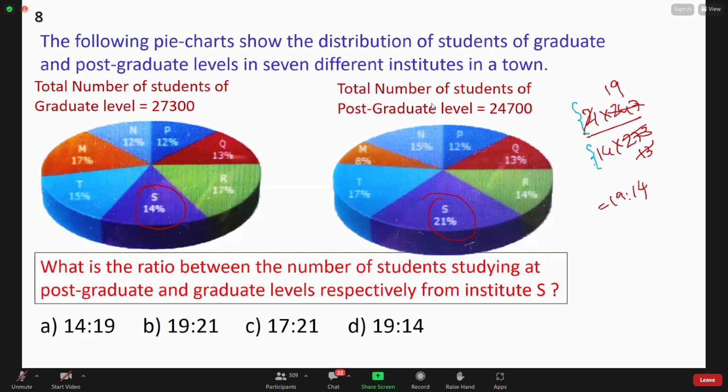How shall I simplify that? Clear? Fine. I'll just repeat it once again, just for those people who are not able to ask me. To find out 21% of 24,700, the usual calculation goes as 24,700 into 21 by 100. So what you usually do is cancel those zeros, right? So it would obviously come down to 247 into 21.